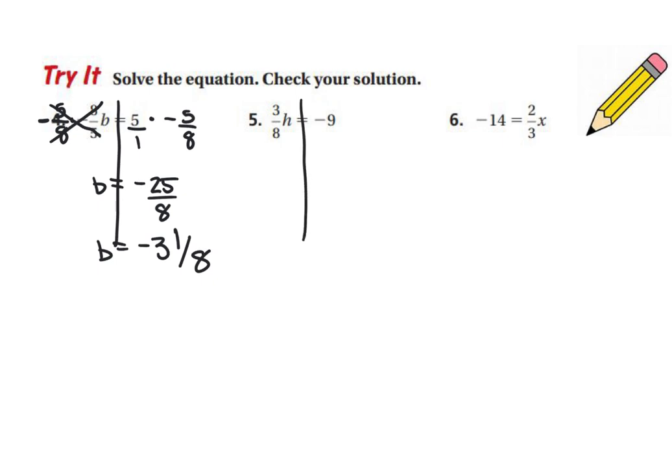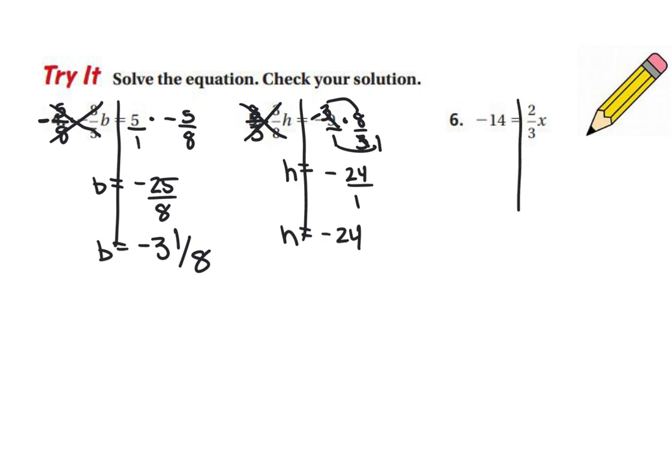For number 5, we'll multiply by 8/3. 3 over 3 and 8 over 8 cancel out because they're just equal to 1. And then on the other side, we'll multiply by 8/3. 9 is 9 over 1. And we can cross simplify. 3 goes into 3 once, and 3 goes into 9 3 times. Keep in mind that's negative. So negative 3 times 8 is negative 24, and 1 times 1 is 1. So h equals negative 24.